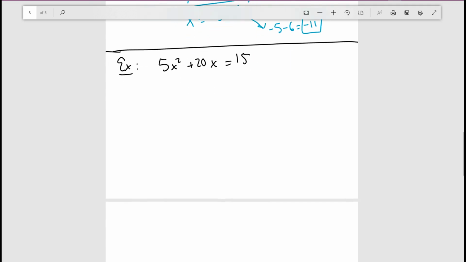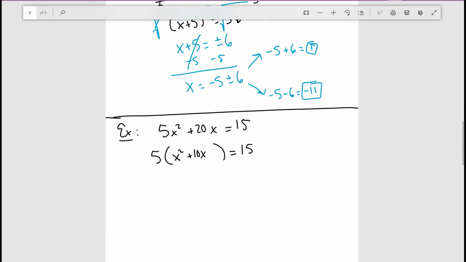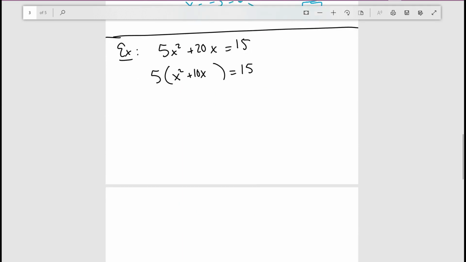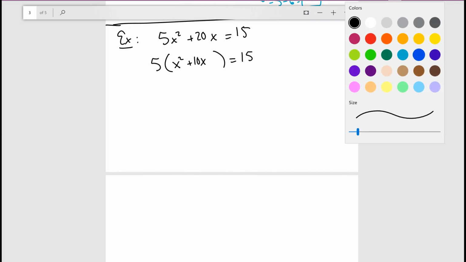Okay, so first things first, everything is already broken up between numbers and x's. I'm going to take out a 5. And on the inside, I'm going to have an x squared plus 10x equals 15. Okay. I didn't like this. Okay, whatever. We'll continue doing it. Okay, so now we're going to take this 10.